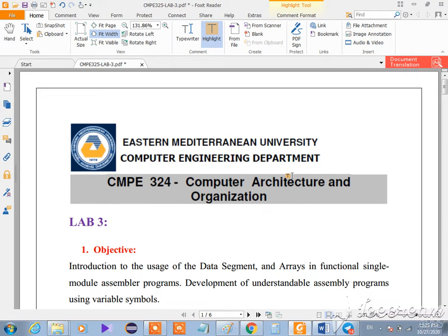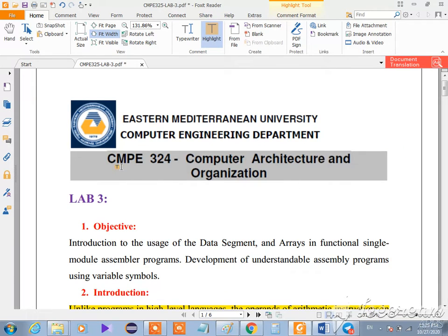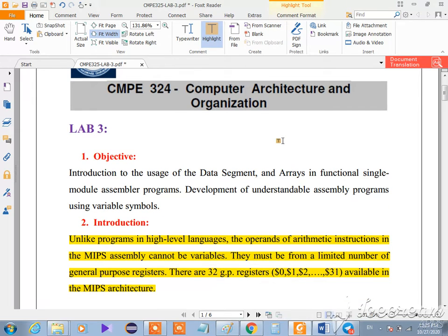Okay, hello my friend. This is lab session number 3 for CMP 325. Actually, this is your lab sheet. I know here we write CMP 324, but it's the same as yours. In the previous semester, this course name was CMP 324. Now we changed it to CMP 325. So it's your lab sheet, actually, for lab session number 3.